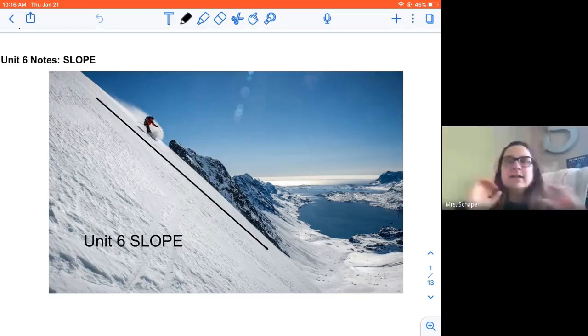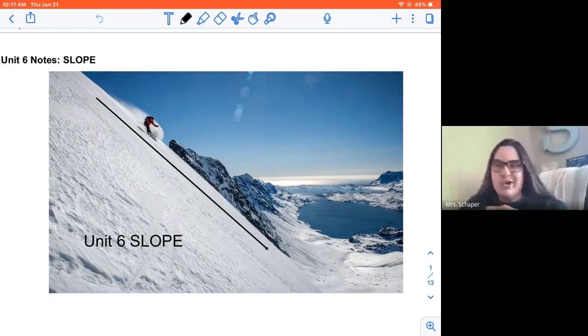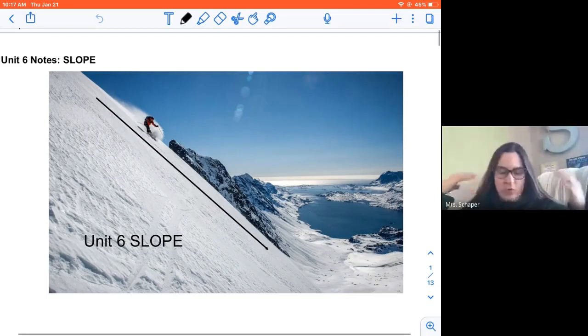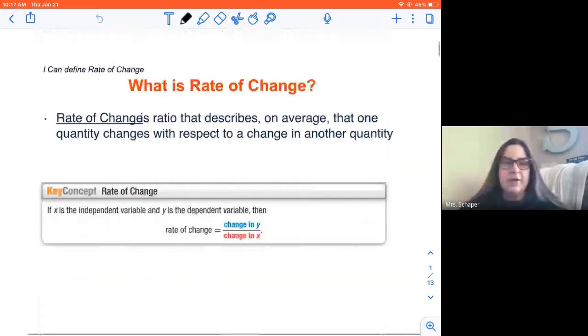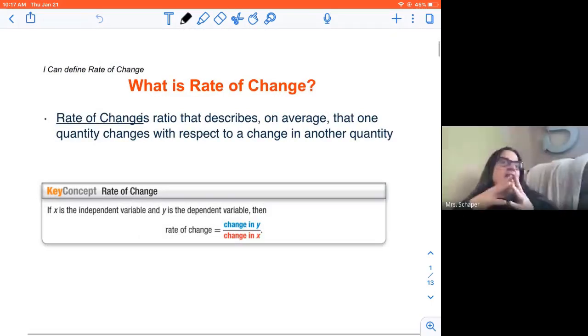You talked a little bit about it in the spring last year, but we're going to make the assumption that really we're just kind of starting over fresh, okay? So when we talk about slope, what we're talking about really is rate of change, okay? We're talking about the change in your dependent variable compared to the change in your independent variable.